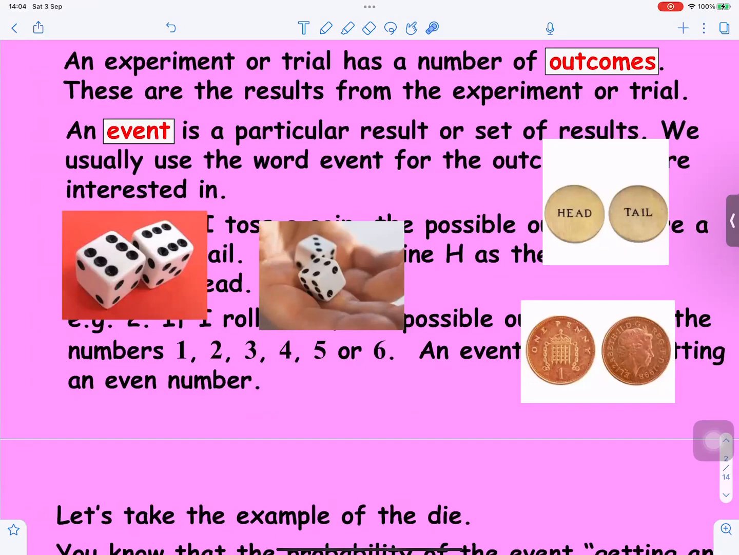So when you toss a coin, getting a head is the event, or getting a tail is the event. And when you toss a die, getting an even number like 2 or 4 or 6 is the event. And the outcomes are all the numbers 1 to 6. The outcome is the head and the tail.